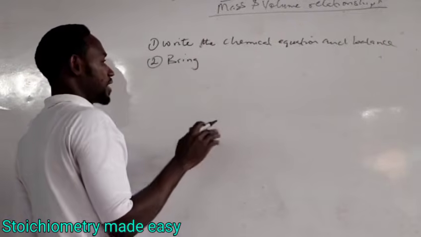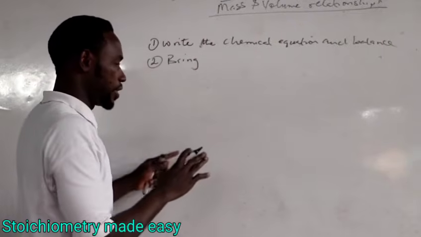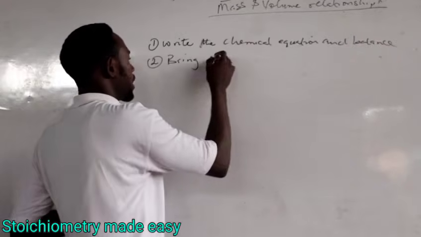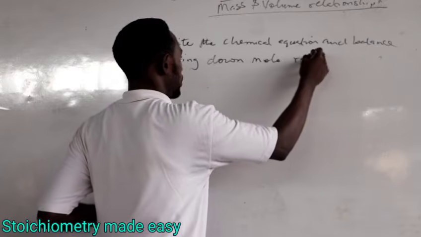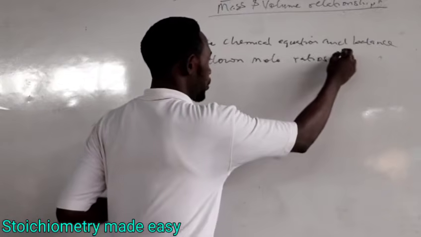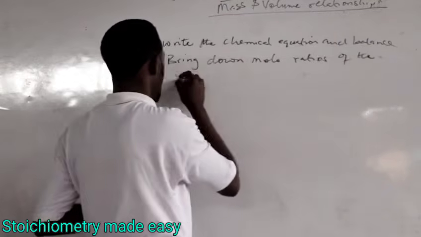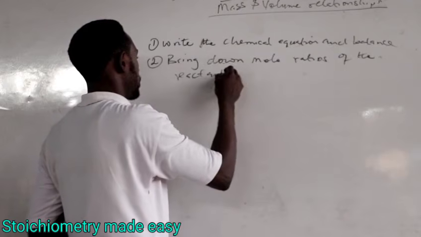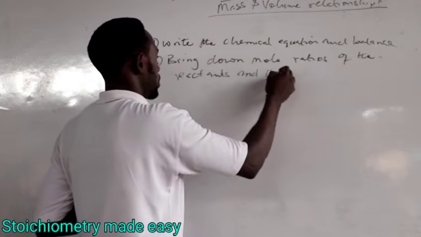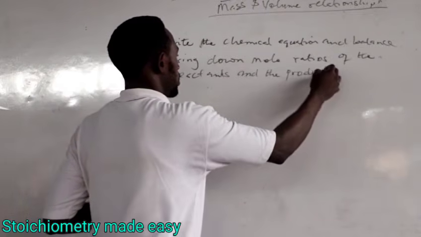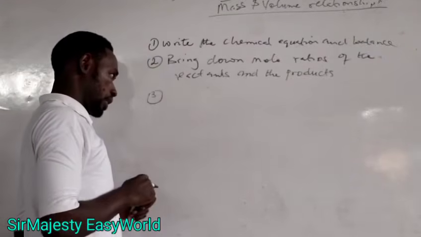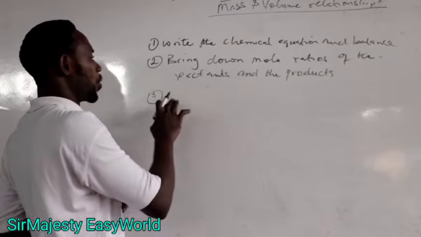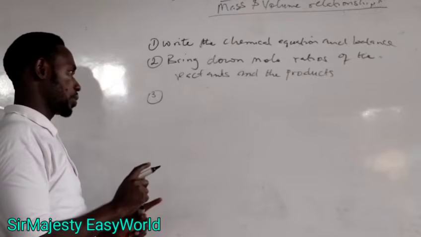Then, number 2, bring down the stoichiometry. This is for you that have not yet mastered it. You can follow this step gradually. Bring down the mole ratios of the reactants and the products. Then, third step is when you have brought down the mole ratios, you go back to what I taught you.